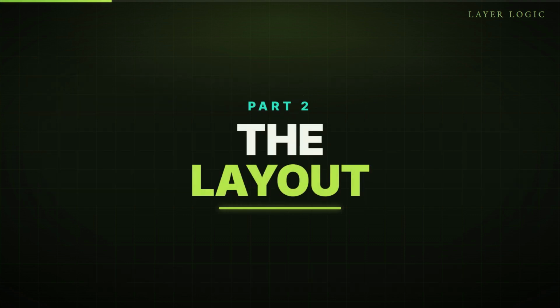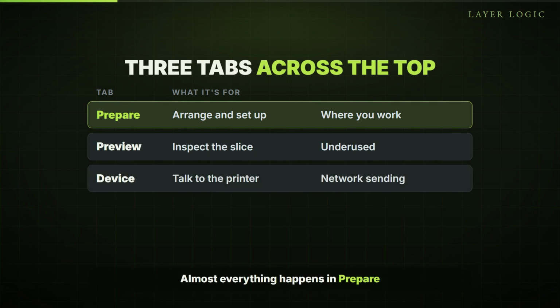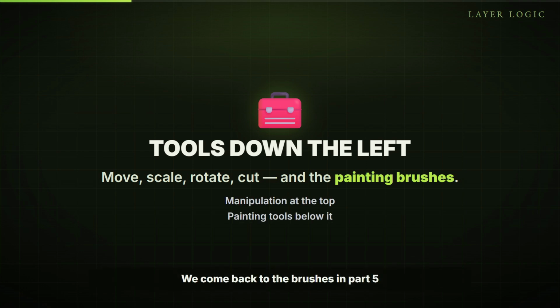Chapter 2, the layout. The window is split into 3 tabs across the top. Prepare is where you arrange models, Preview is where you inspect the sliced result, and Device talks to the printer over the network. Down the left of the Prepare tab is a toolbar of manipulation tools: Move, Scale, Rotate, Cut, and the painting tools we will come to later.